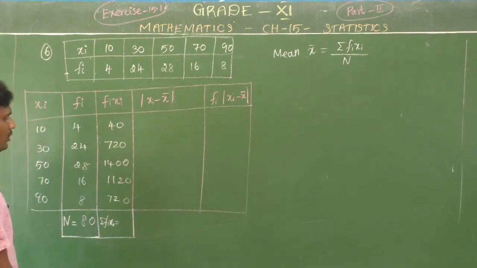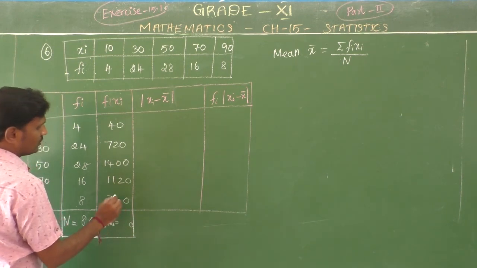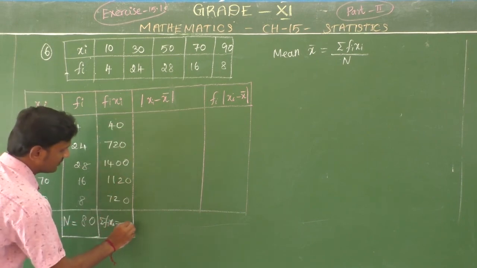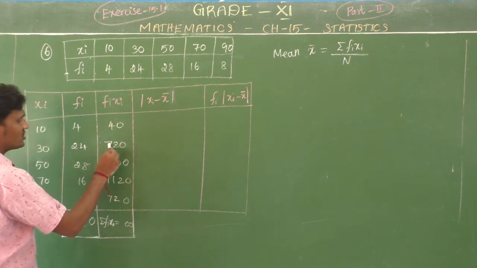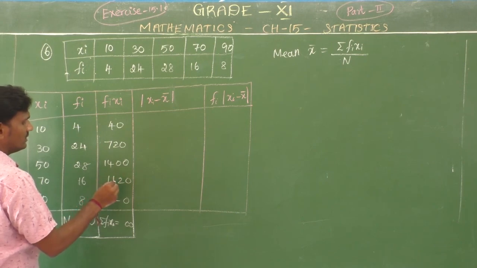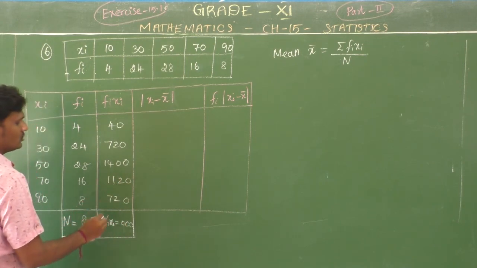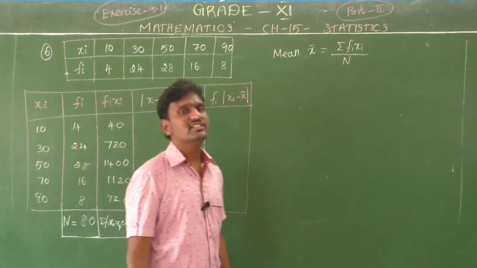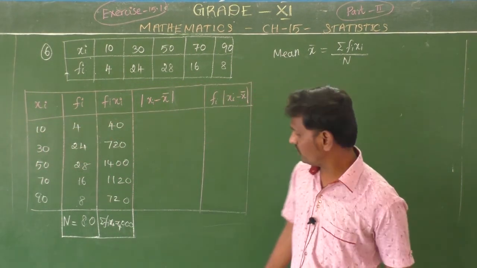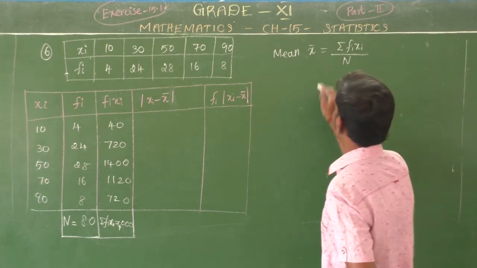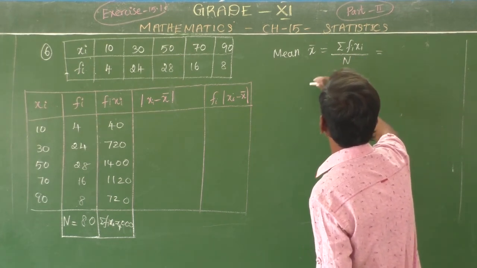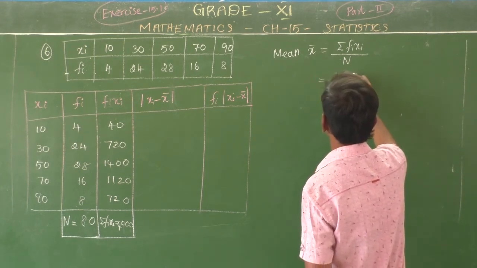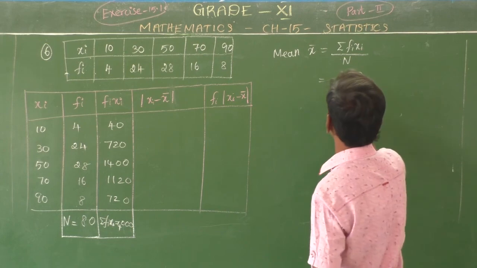Okay, now we are going to add: 0, 2 plus 2 is 4, 6, 10, remainder 1, 8, 12, 13, 20, remainder 2, 3, 4, 4000. What is the value of summation fi xi? 4000. Now the mean x bar is equal to summation fi xi by n.